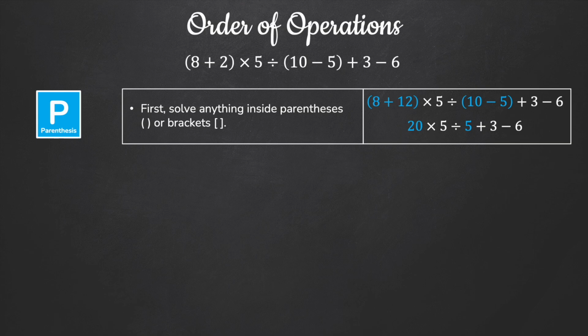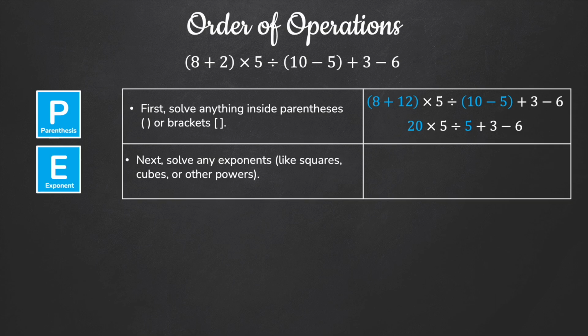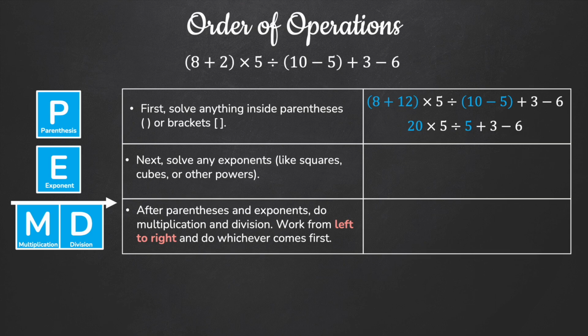The next thing on our acronym is E for exponents. So we're going to see if we have any exponents, and in this case we do not. So we're going to go ahead and skip that step. Next, we're going to look for multiplication and division. And in this case, we have both multiplication and division. So for multiplication and division, remember that whichever one comes first is what we do first. And in this case, multiplication comes first, so we're going to do 20 times 5 first.